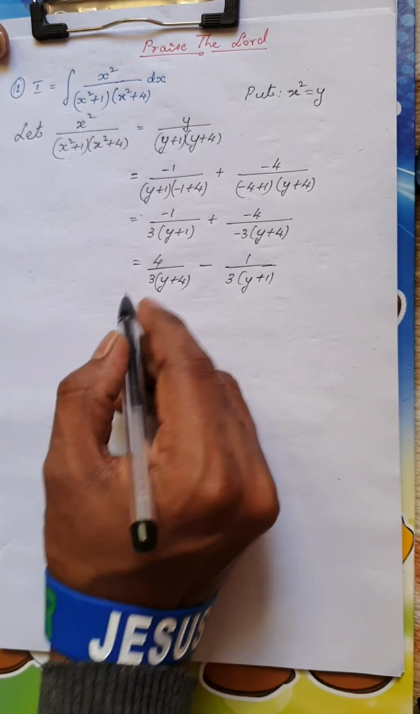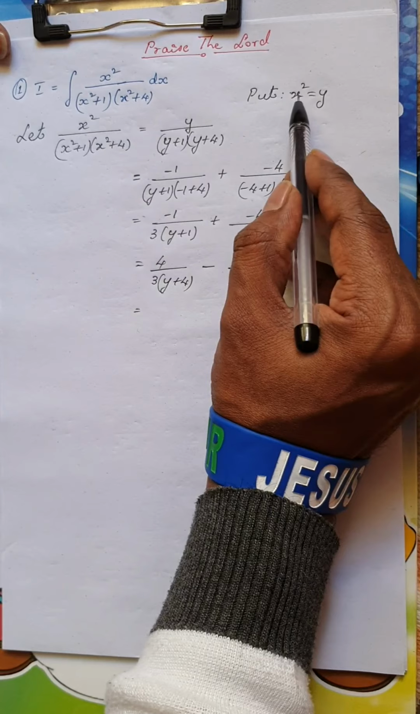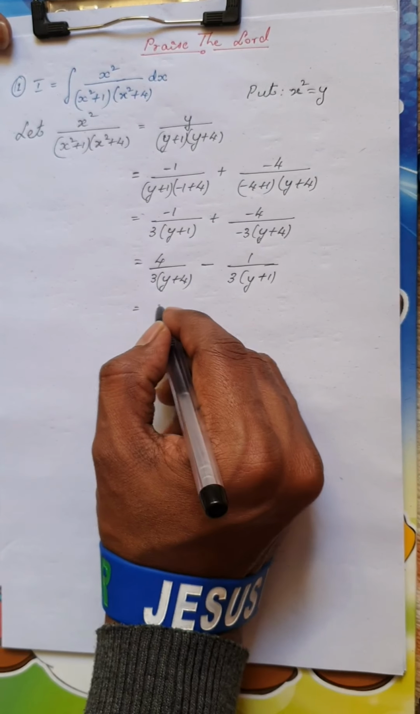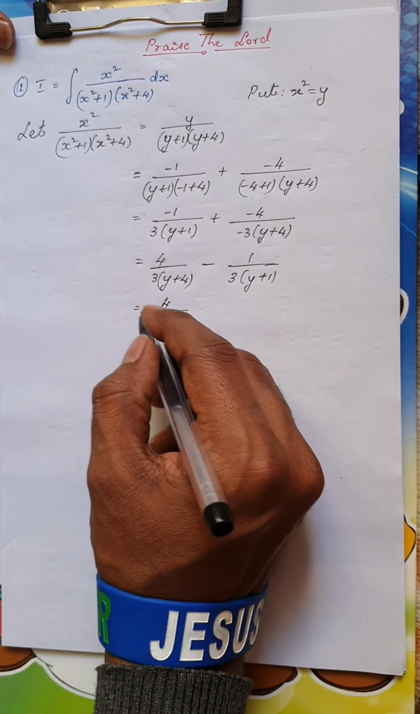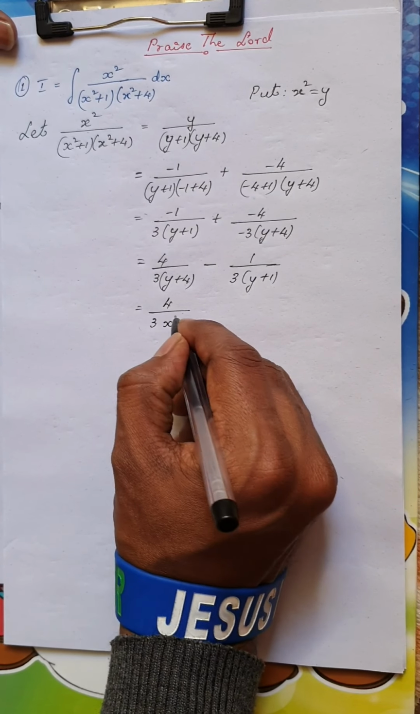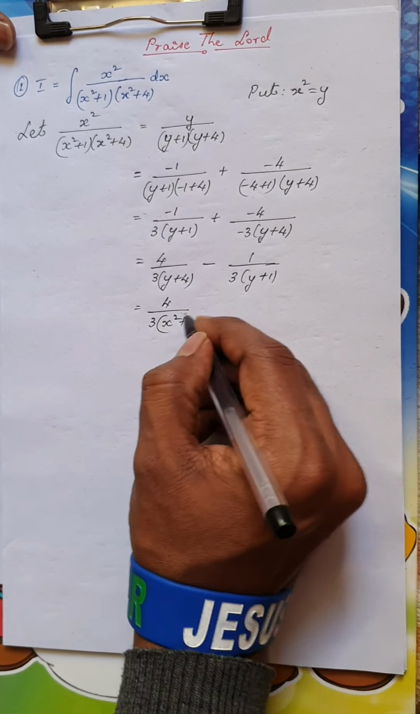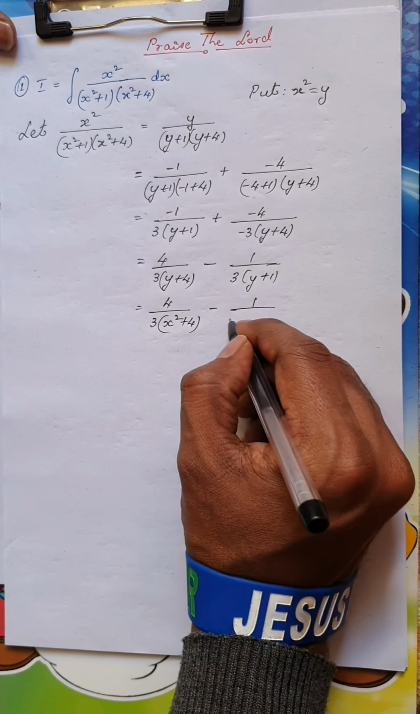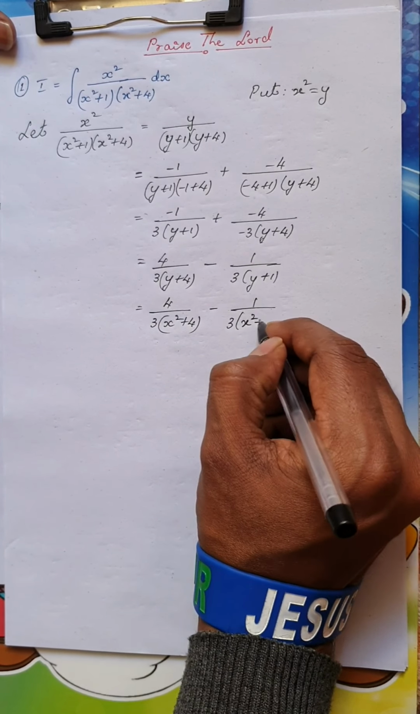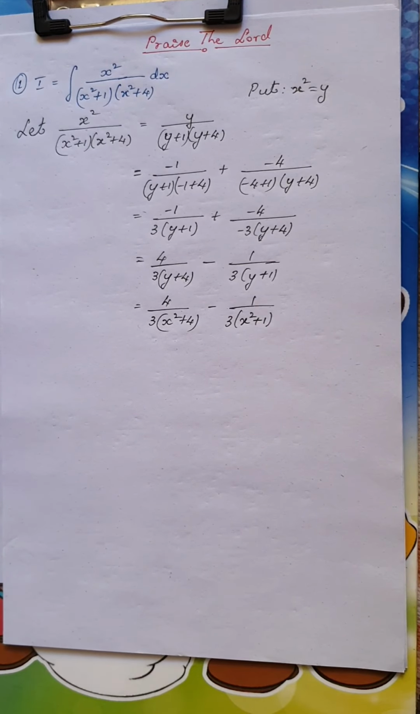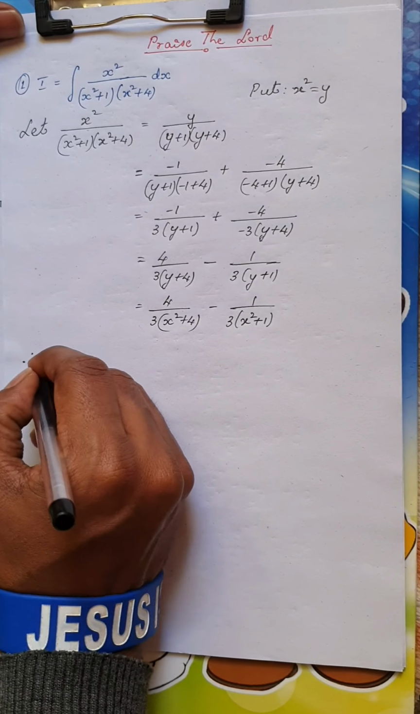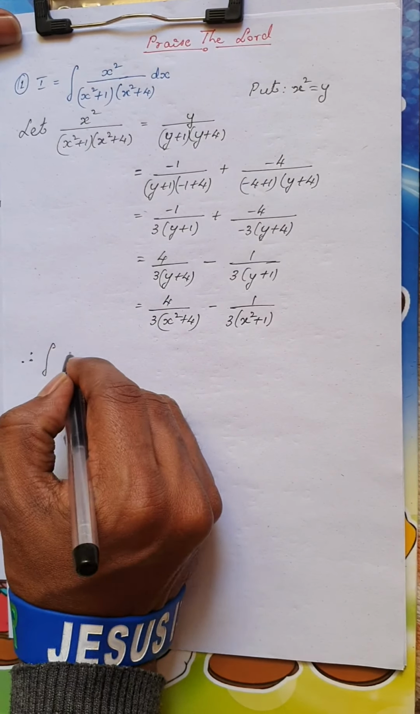Remember, I had replaced x square as y. Now, I am going to replace back before integrating. So, this would be 4 divided by 3 into x square plus 4, since y becomes x square by 4. Minus 1 divided by 3 into x square plus 1. This question was asked once in a previous year's exam for 3 marks. Therefore, see what happens to the integral.